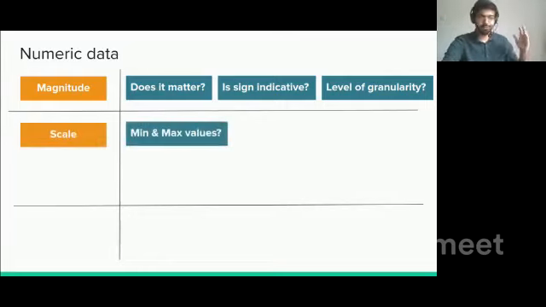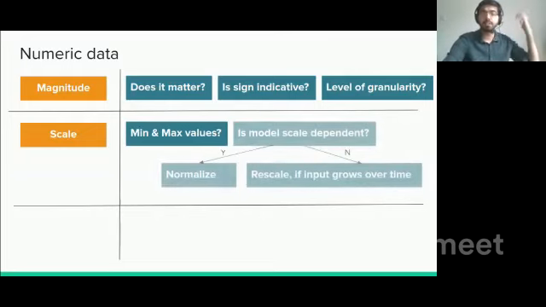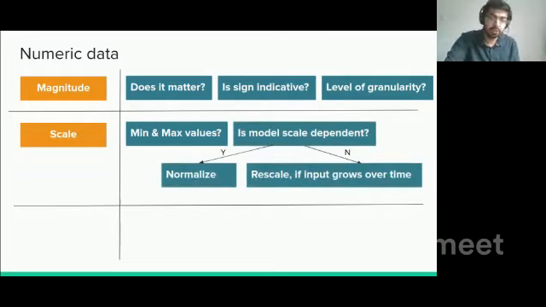Scale, and this is one of the common themes that you will see going forward as well. Scale becomes very important. You try to figure out what are the min and maximum values, and is the model that you're going to use scale dependent, right? Some models are dependent on scale, some models are not dependent on scale. We will see that in the next few slides. So if your model is scale dependent, then you would want to say normalize your data, and we will see what normalization means. And if your model is not scale dependent, then good for you, you can use that model.